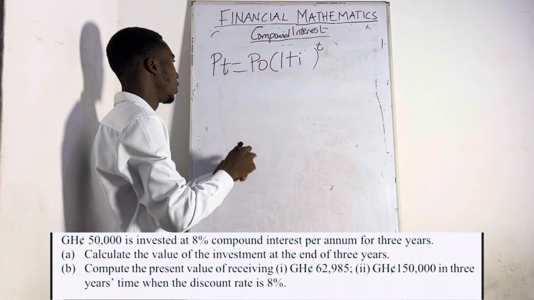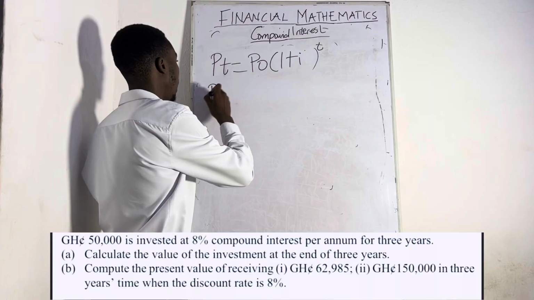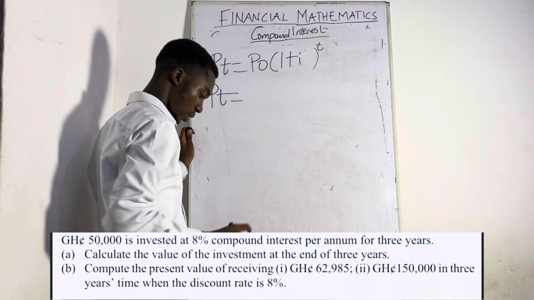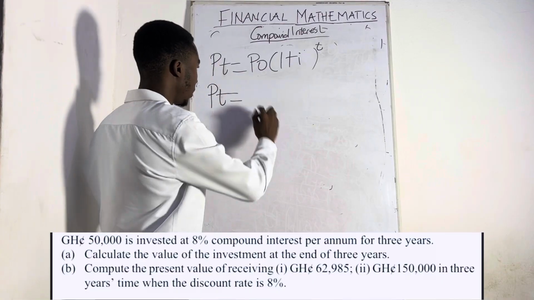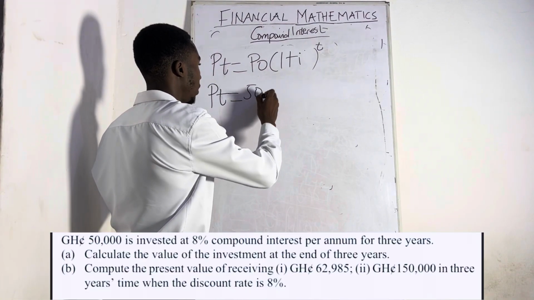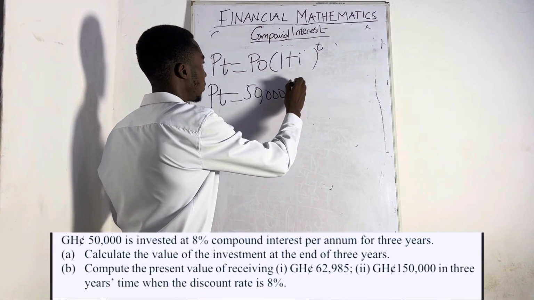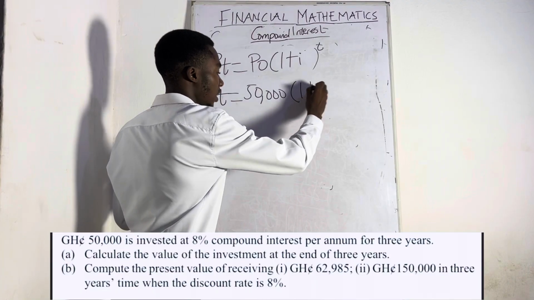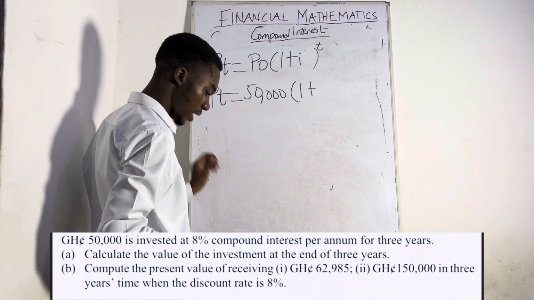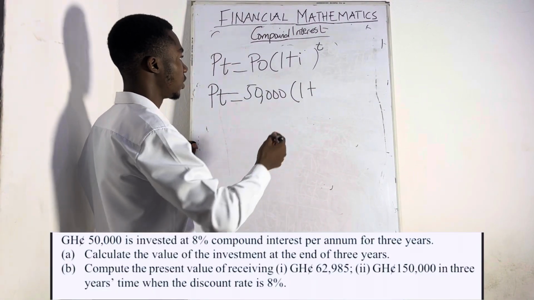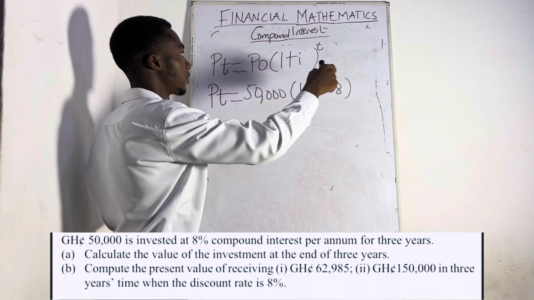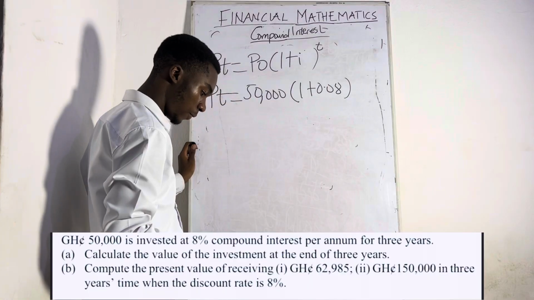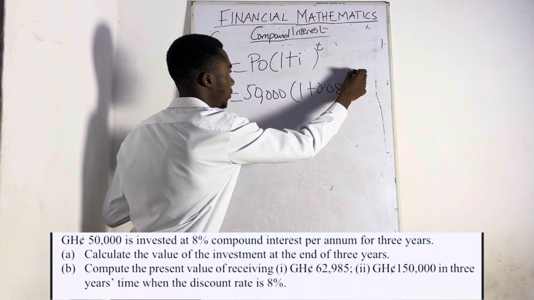So now that we know this is the future value, our future value will be equal to the present value. The present value is 50,000 cedis, which has been given to us in the question. So 50,000 into brackets 1 plus, what is the interest rate in the question? 8%. So 8 over 100, that will give you 0.08. You get it, our I. Then T, it says for 3 years, so our T will be 3.